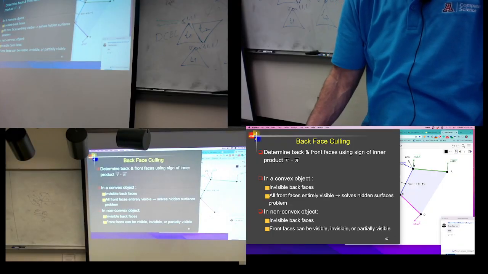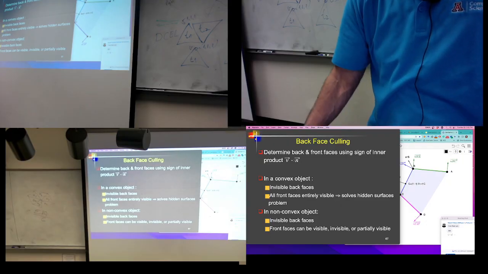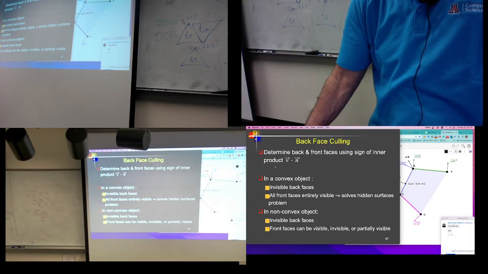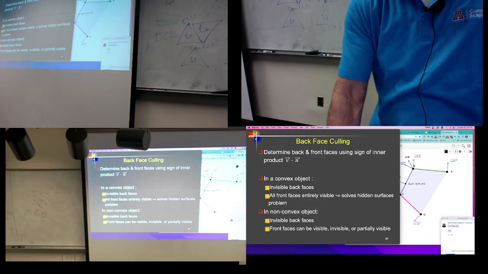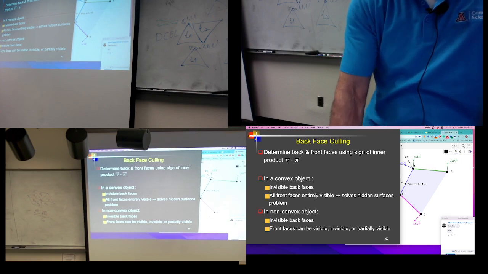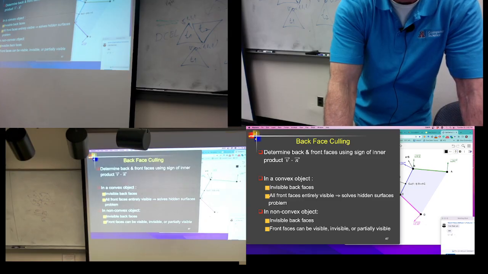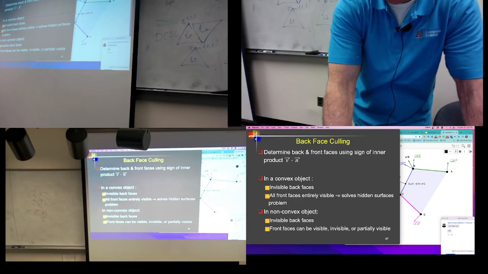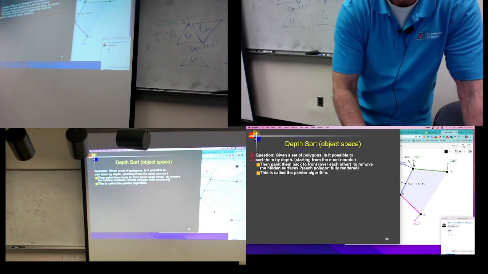Okay, so you're just looking at each triangle's product v times n. In a convex object, everything would be nicer: the back faces are invisible, and every triangle that is fully toward you is fully seen. If I have an occlusion with other objects, that's a problem.